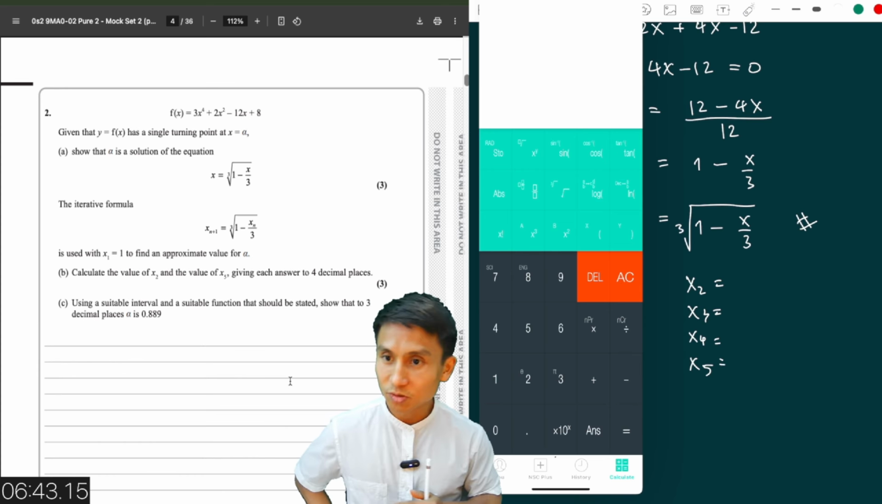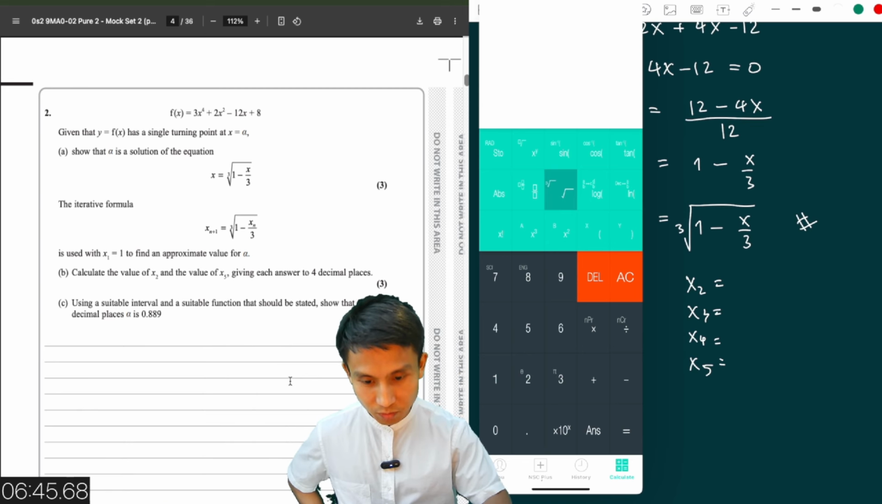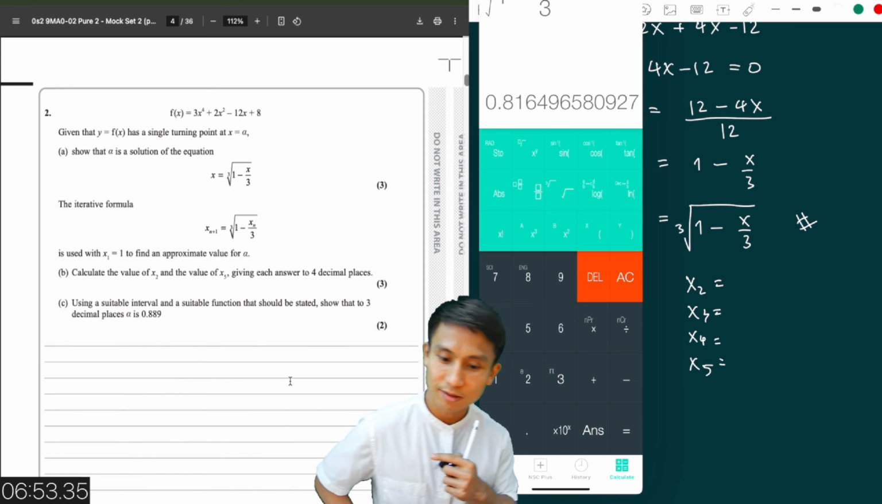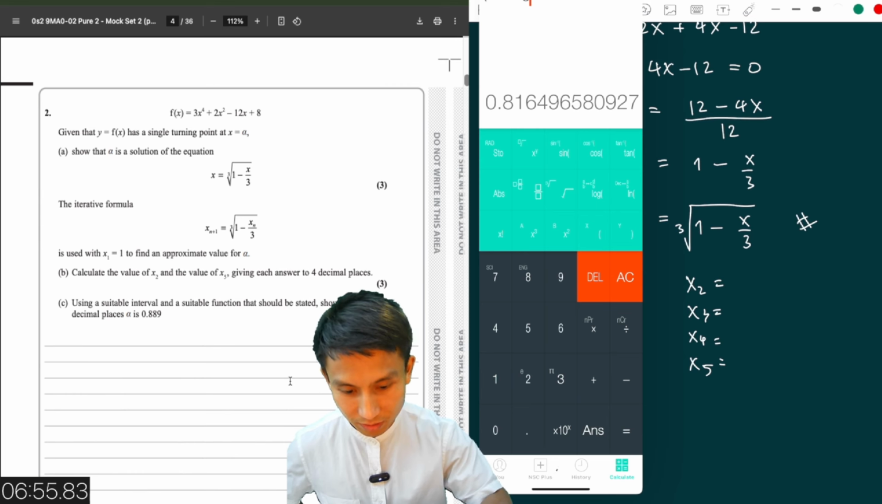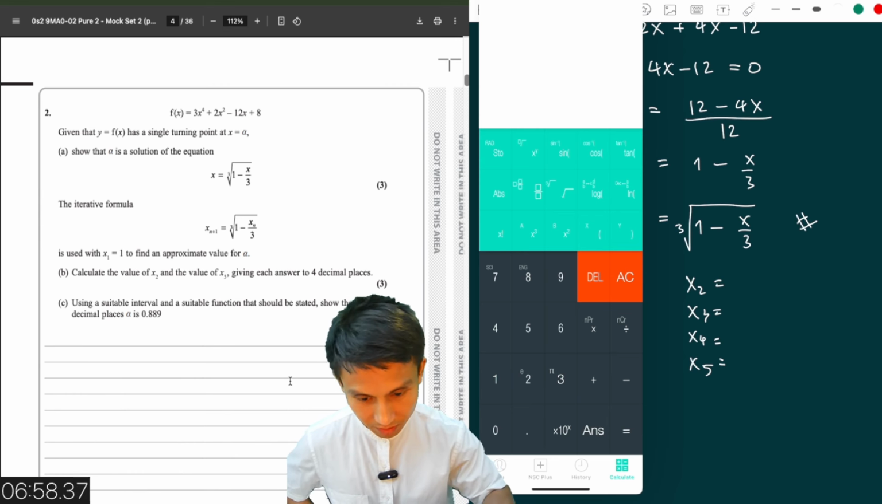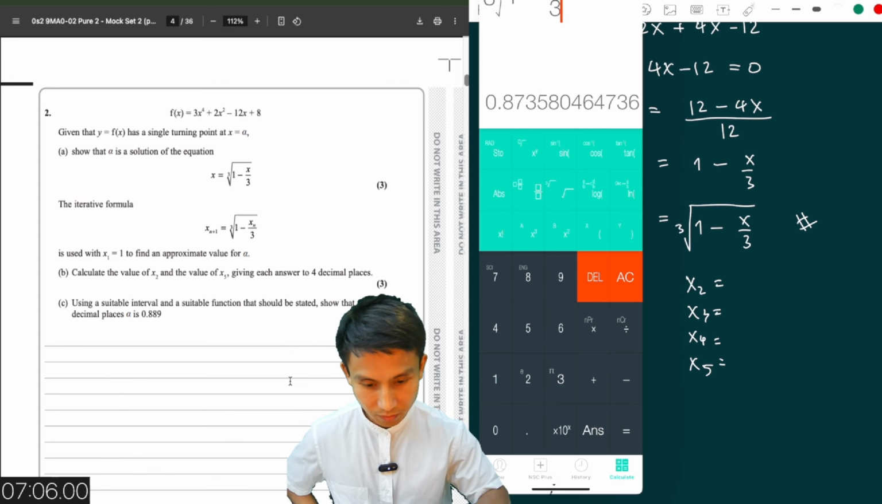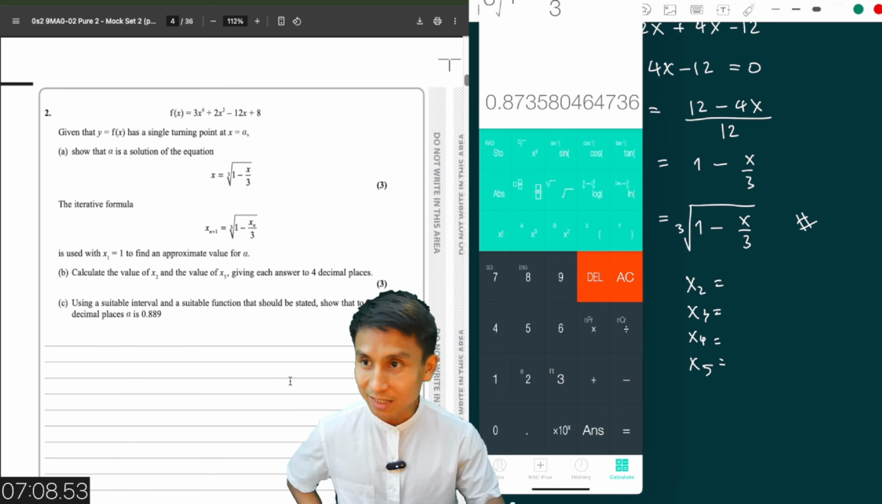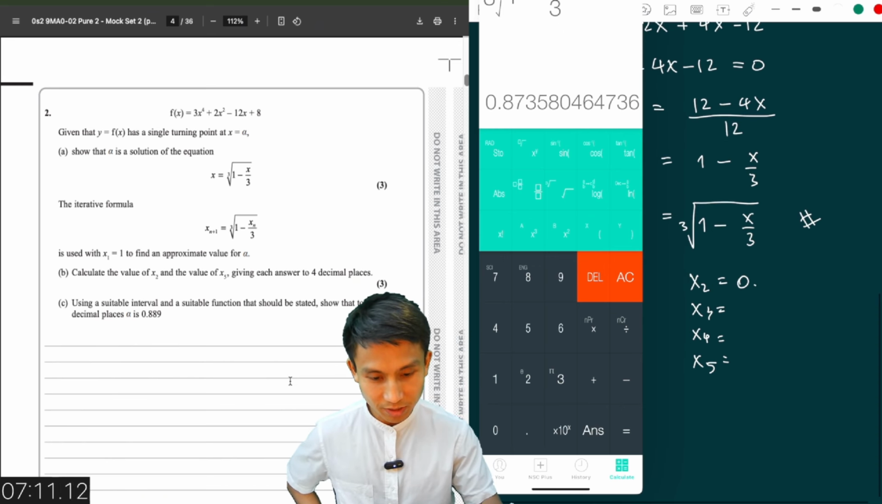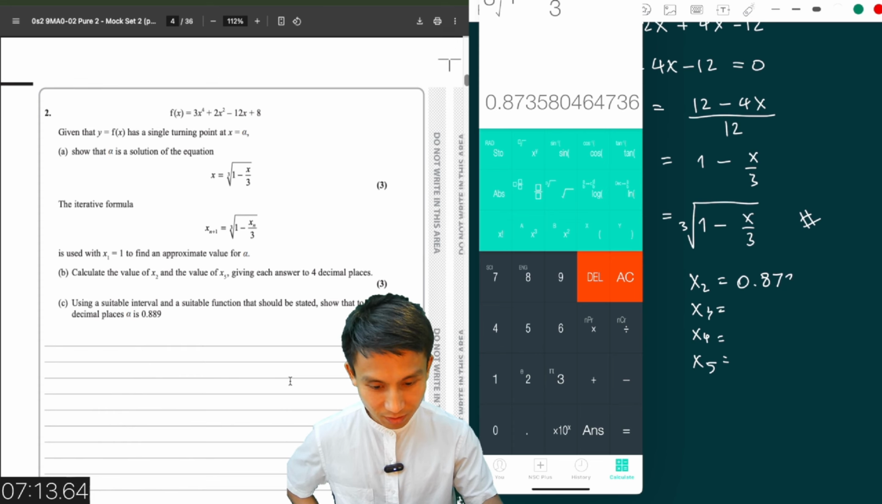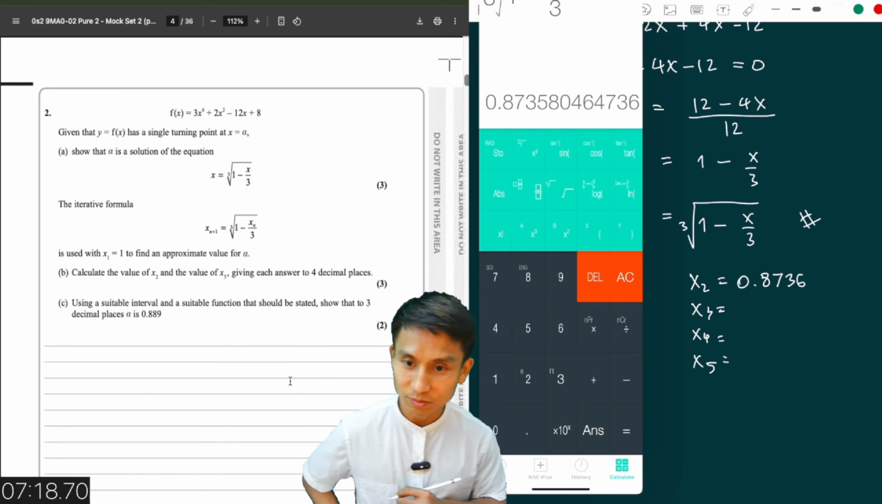So cancel. And then I'm going to do cube root, 1 minus answer over 3. Okay. Is that cube root? Hang on. That's not a cube root. Sorry. Okay, hang on, let me do that again. Cube root, yeah. 1 minus answer over 3. Is that right? Yeah. So my x2 is 0.8736, right? 4 decimal places.